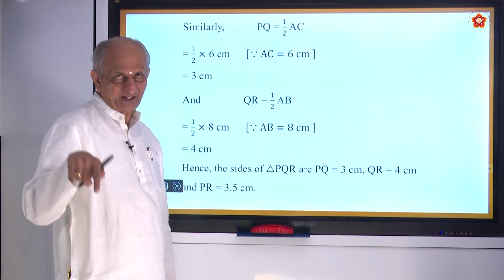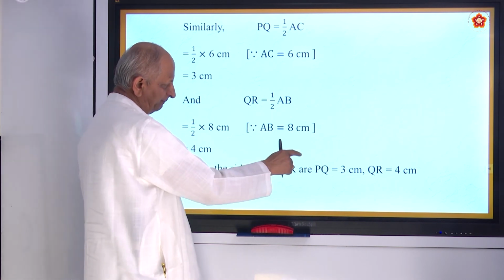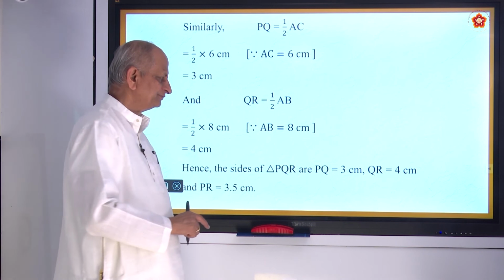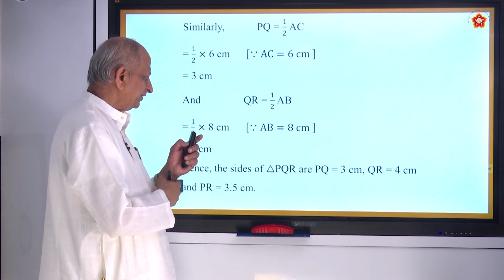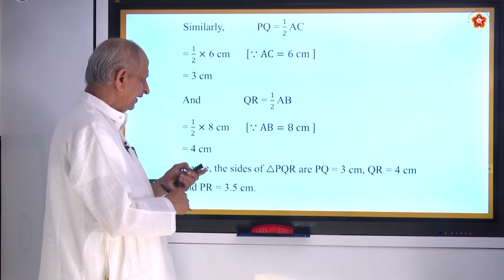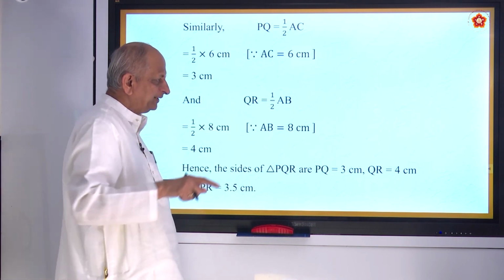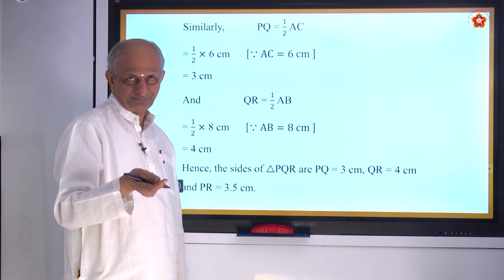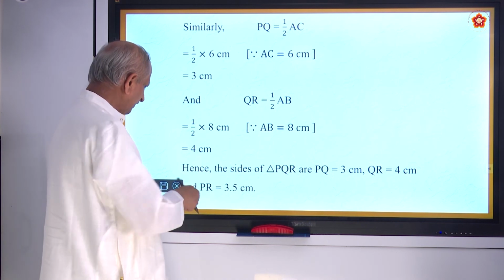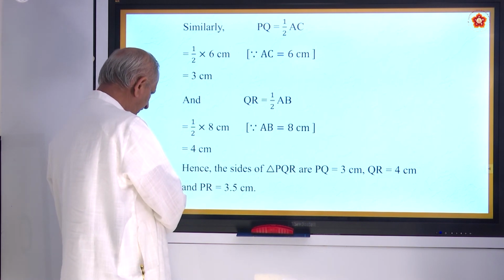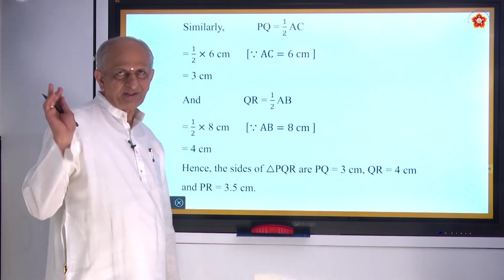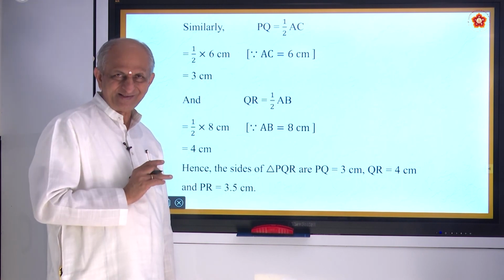And the perimeter, if they ask, add all the 3. 3 plus 4 plus 3.5. The perimeter becomes 10.5 centimeters. Naturally, the perimeter of the big triangle becomes double that. 10.5 into 2, that is 21 centimeters. Okay. Is all right? So interesting, na?